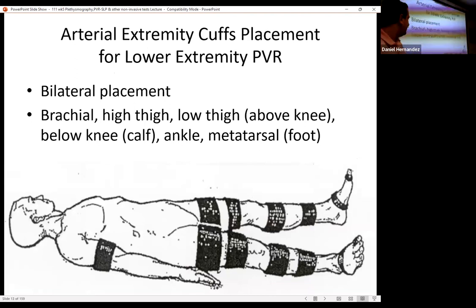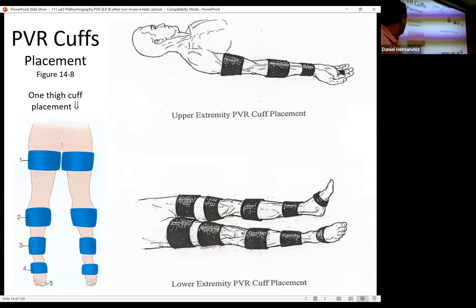It's just showing the cuff placement. There are some labs that do a 3 cuff technique, so sometimes they might utilize just a larger thigh cuff.